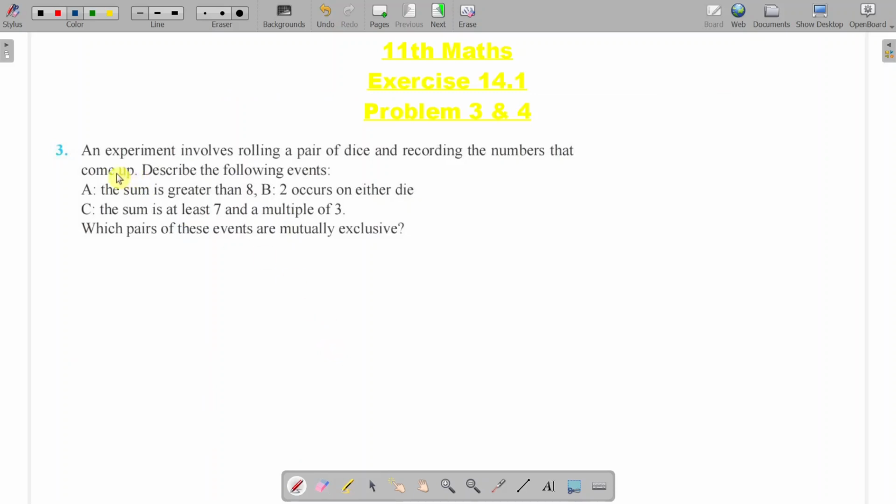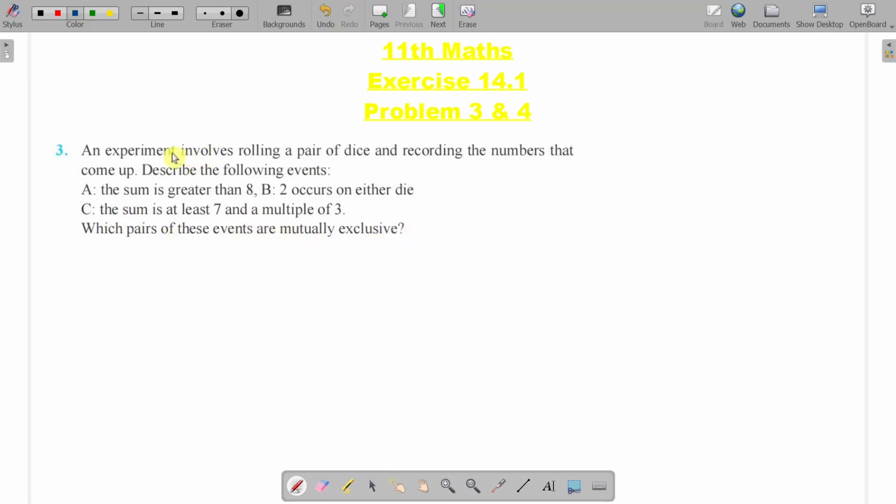Let us look at the third problem. The third problem is an experiment involves rolling a pair of dice and recording the numbers that come up. Describe the following events. A. The sum is greater than 8. B. 2 occurs on either die. C. The sum is at least 7 and a multiple of 3. Which pairs of these events are mutually exclusive?